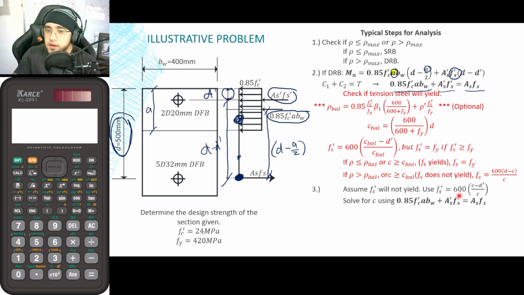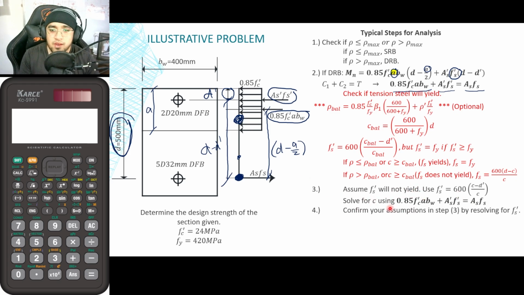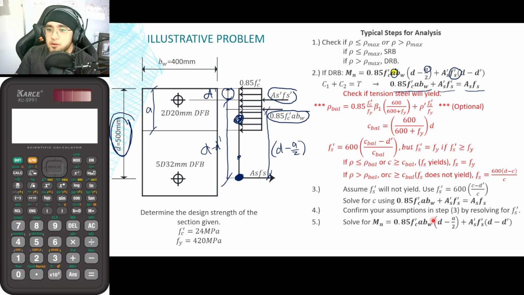And upon solving for c in this particular equation, the next thing that you will do is use the value of c to check if your assumption is correct. If your assumption is correct, you can now know what the value of fs prime is. And if you already know the value of fs prime, then you can now solve for the nominal strength. Since you already know all of these values, once again, you already know the value of a, you already know the value of fs prime, and you have previously solved for the value of fs.